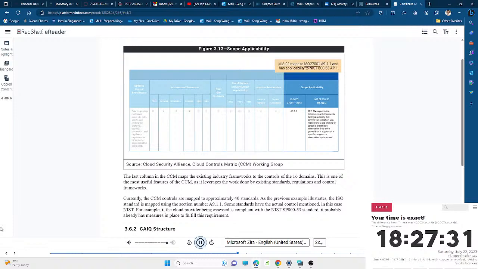The control maps to ISO 27001 A9.1.1 and has applicability to NIST 800-53 AP1.